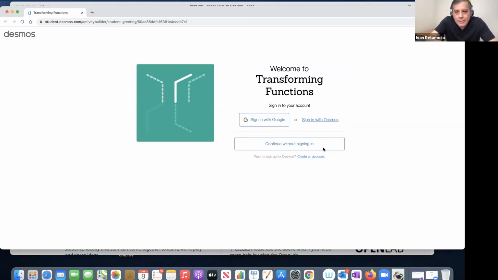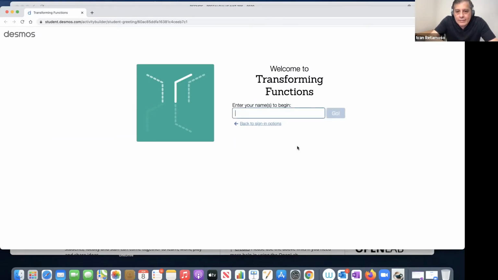All right, so if you have a Desmos account, you may sign in. That way your work will be safe, right? And you can improve it later. Welcome. Or if not, just continue without signing in, right? And later you can go back there.